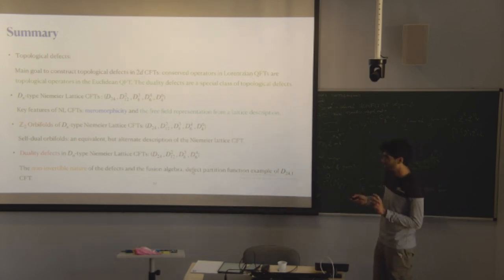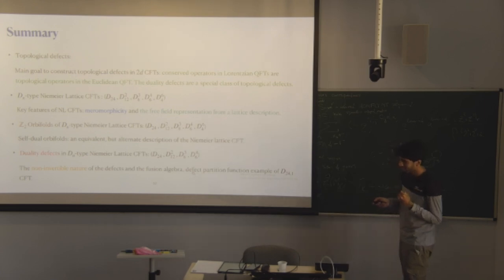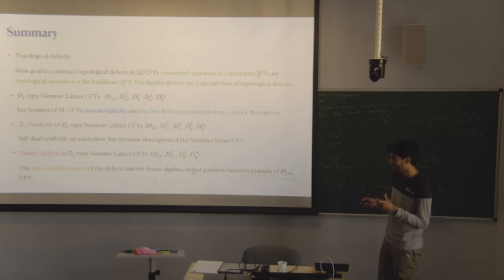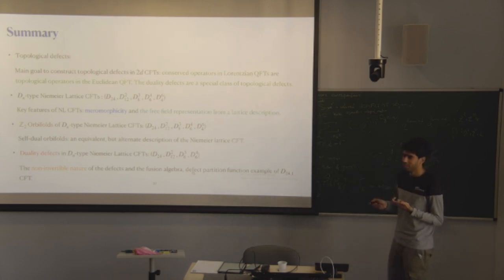So what we did is, in the process of finding all duality defects, we found the Z2 orbifolds of these CFTs, and then we proceeded to find duality defects in these CFTs. Because we know all eta lines and we know all the duality defect lines, we know that these curly N lines are non-invertible in nature because of the fusion algebra. Every time we wrote the non-invertible fusion algebra, we wrote the defect partition functions, where we saw one example of the D24 at level 1 CFT.